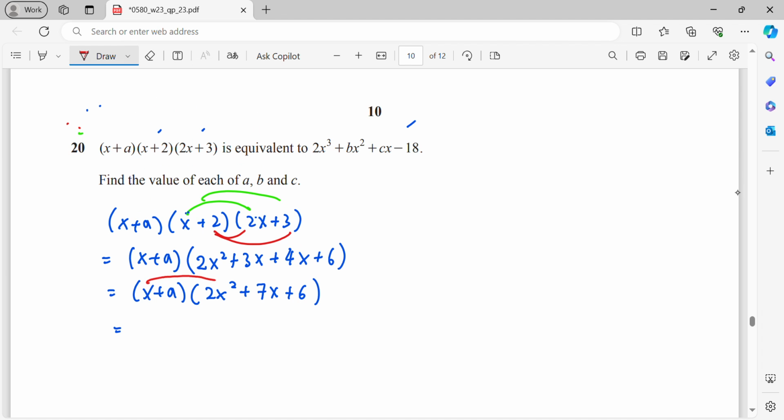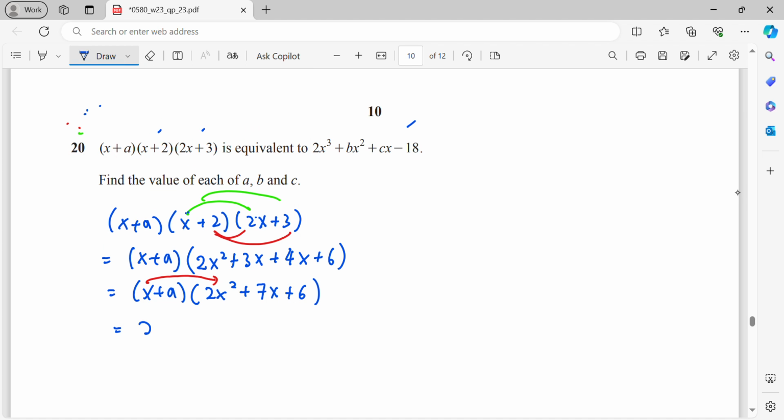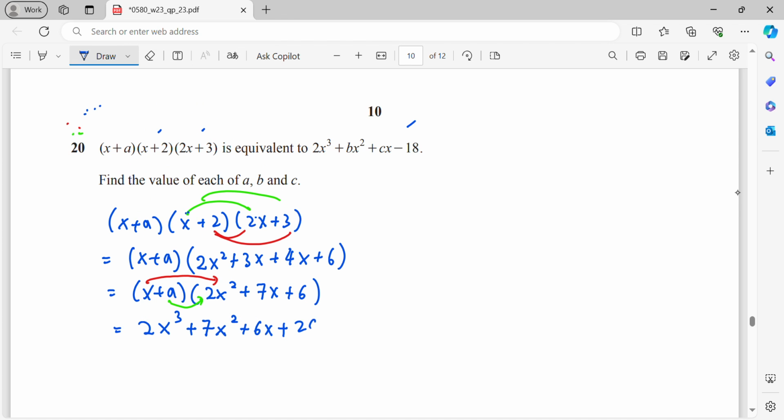So x multiplied with all the terms in the second bracket. I will just write 2x cubed. You just need to add the degree of x by 1. So it will be 7x squared plus 6x. Then later on, followed by multiplying a into the second bracket. So you will get 2ax squared plus 7ax plus 6a. Then now I simplify all the terms.